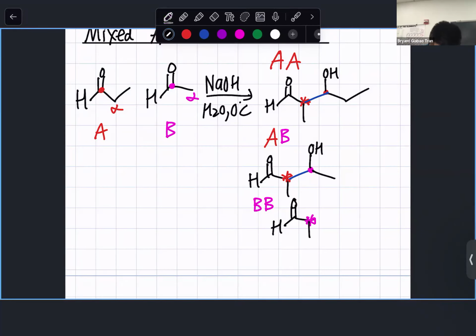Star, which is attached to a methyl. New bond between star and dot, which we said was attached to an alcohol and a methyl. So that's the third one. The last and final one, the fourth one, BA, where the nucleophile is B, the electrophile is A.